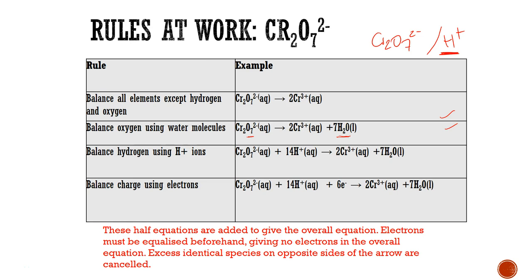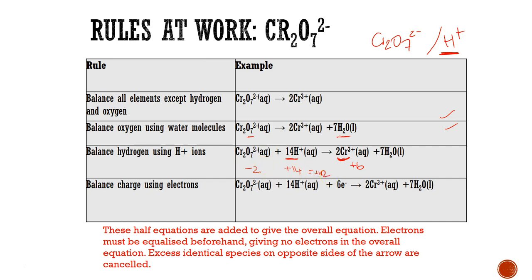Now it's balancing charge. Now this is where we need to pay careful attention. If I want to balance this charge, I have two lots of 3+, so on the right-hand side, I am at +6. On the left-hand side, I have +14, but I have -2 from the dichromate. So overall, my charge on the left-hand side is +12.